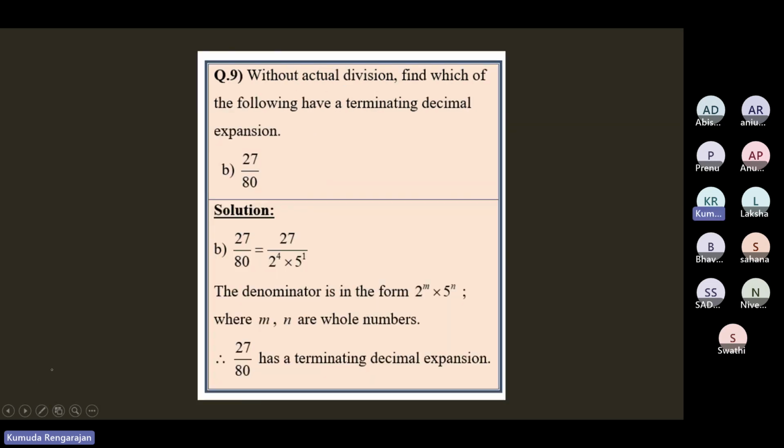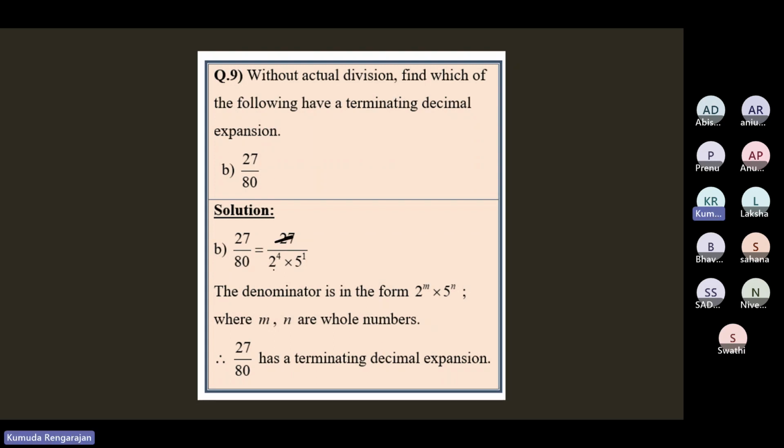Next one, 27 by 80. Again, you must simplify if possible. Now, this one, it's not possible to simplify. It's already in the simplest form. So don't find the prime factors of the numerator. We want only the prime factors of the denominator. You don't have to write 3 cubed. We have to put the expression in the simplest form and then factorize only the denominator. You don't have to factorize the numerator.